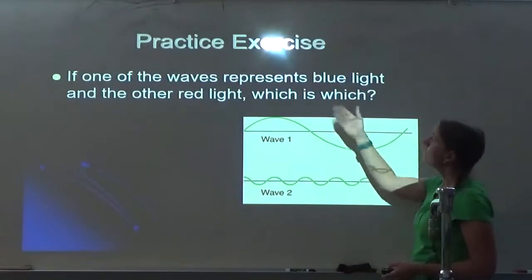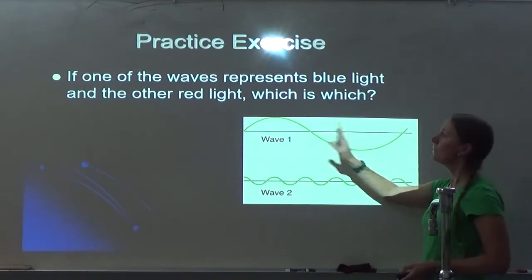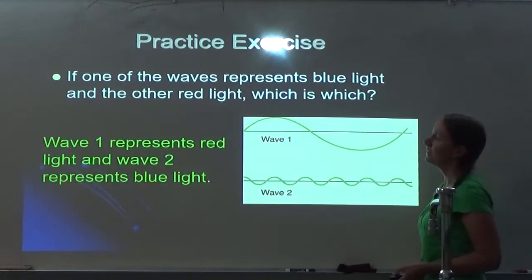So it says which one will be red and which one will be blue. Well, that means wave 1 would be red because it has the longer wavelength. Wave 2 would be blue because it has the shorter wavelength, just like I said right there.